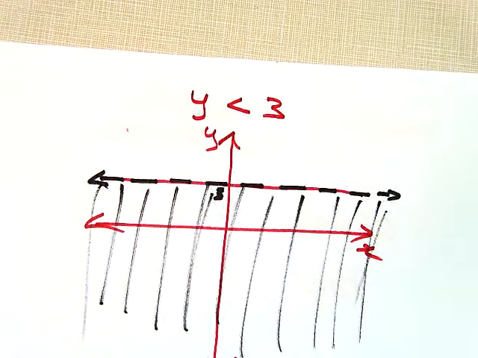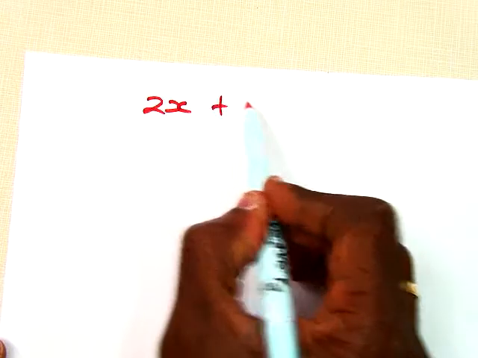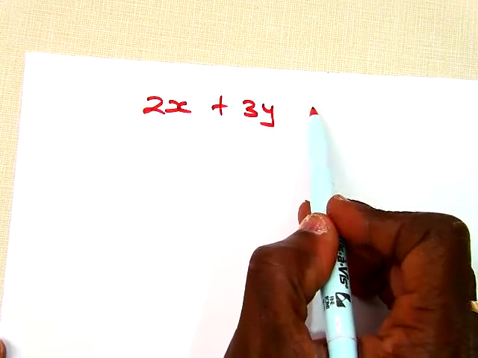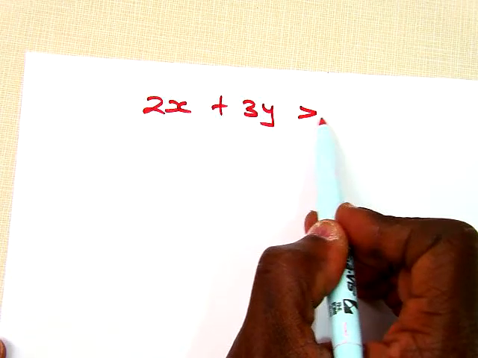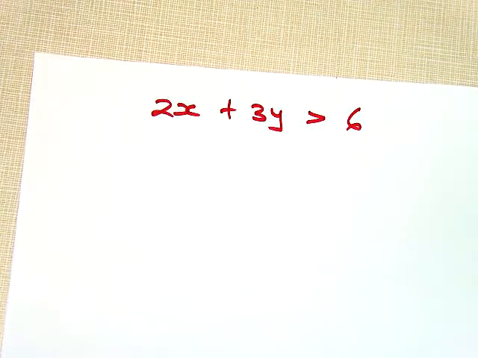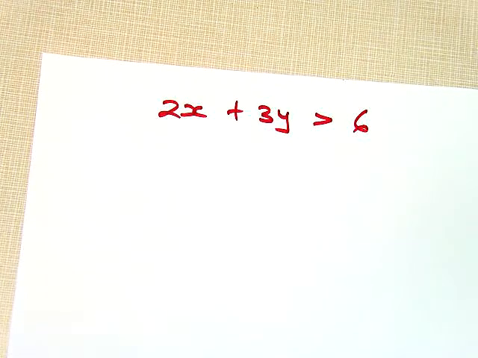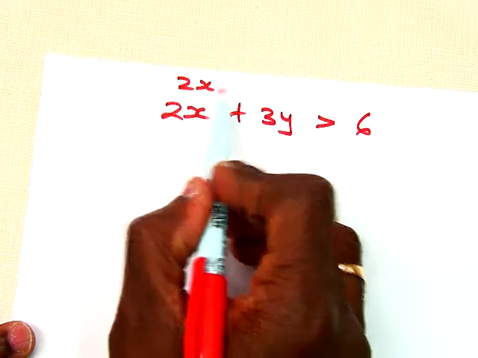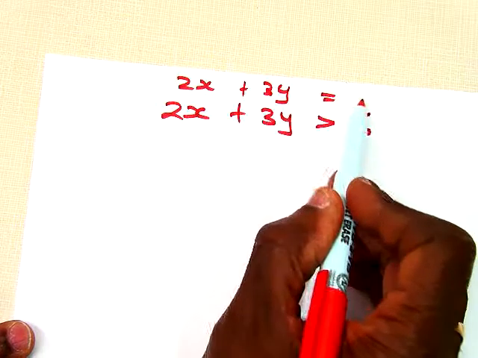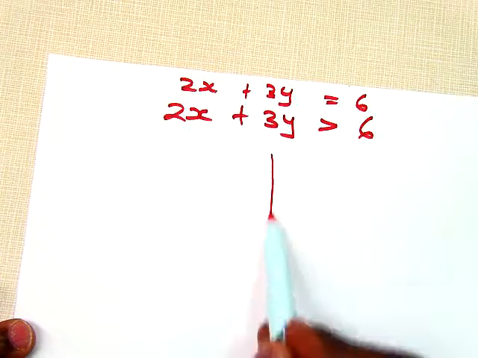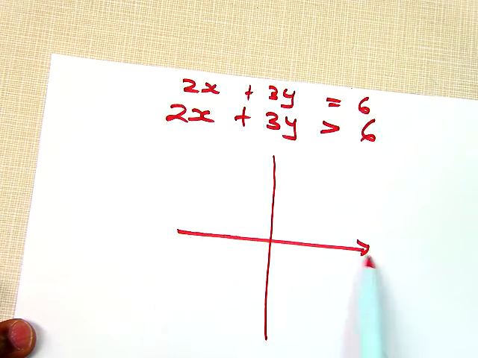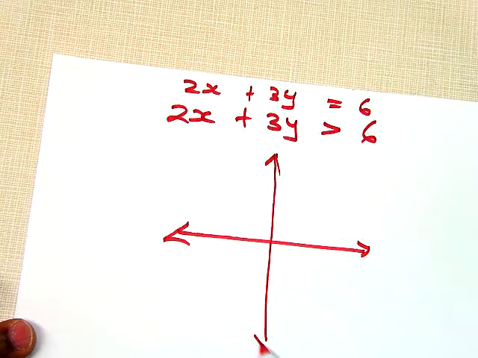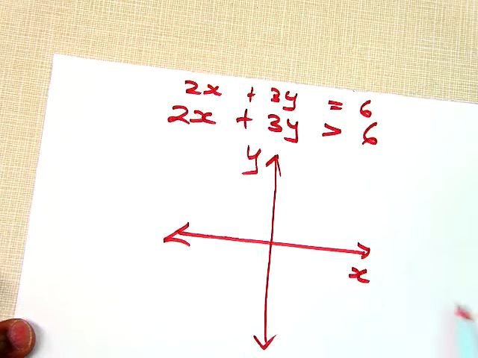So that's for one variable. If I gave you two variables, like something like 2x plus 3y is greater than 6, this equation is in standard form. So we're going to graph it the same way as if we would graph 2x plus 3y equals 6. So let's pretend it's an equation. We graph it in the same manner. We find the x and the y intercepts. So again, let's do this to the side.